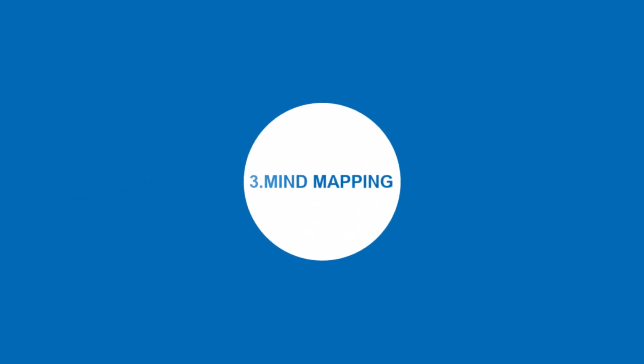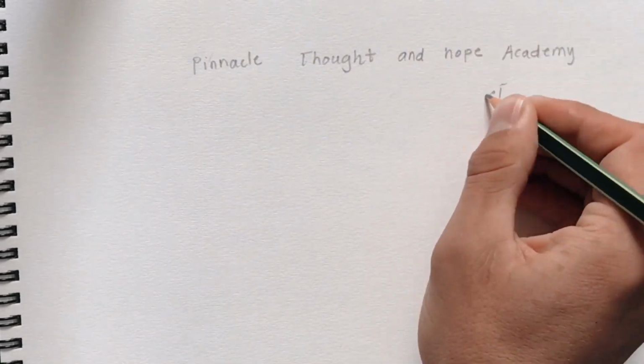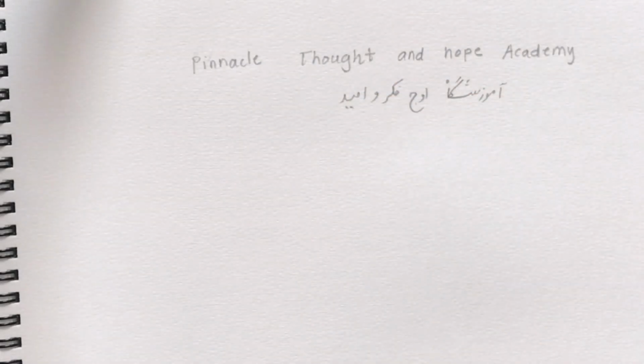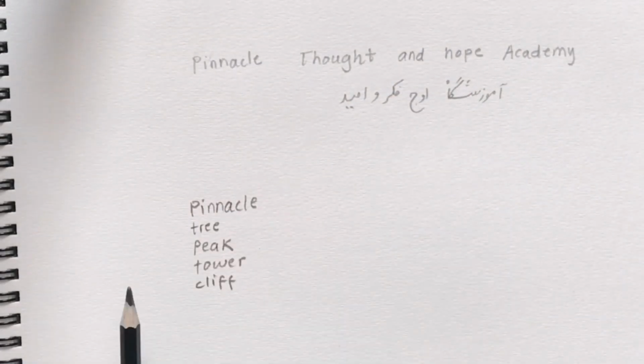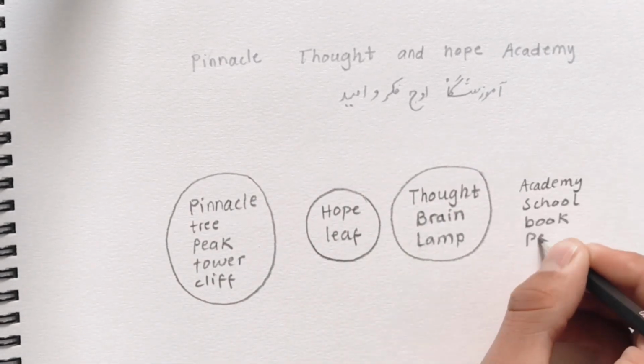Mind mapping. If you want to be more creative, you can use this strategy to help you come up with some unique and fresh ideas. List all the associated meanings with the brand name that come to your mind.